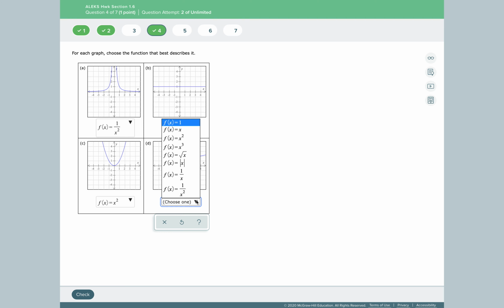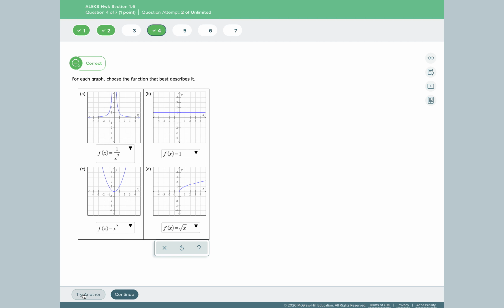Okay, so past the origin, now the y value is going to be smaller than the x value, and this will likely be the square root of x. Upon checking, that result is correct.